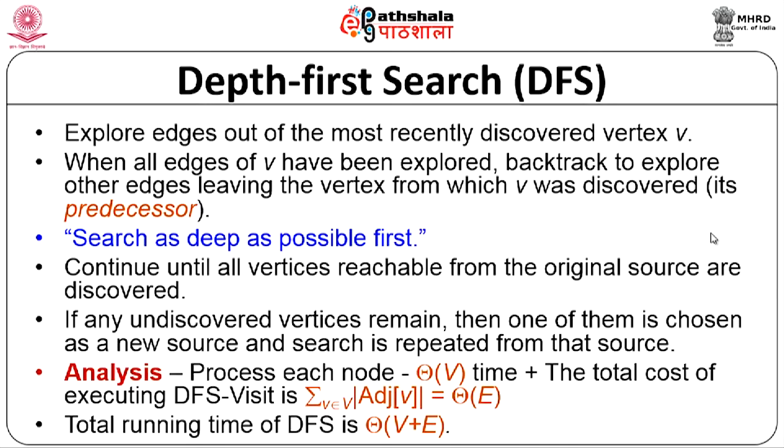If any undiscovered vertices remain, then one of them is chosen as a new source and the search is repeated from that source. So, analysis: process each node, so of the order of V, plus the total cost of executing the DFS visit, which is approximately of the order of E. So, the total running time of both the BFS and the DFS is of the order of V plus E.